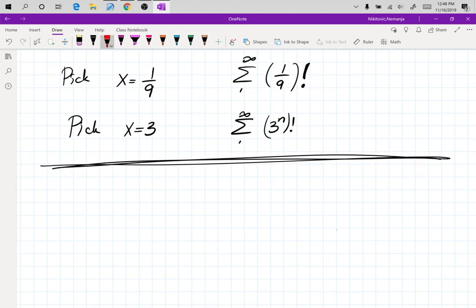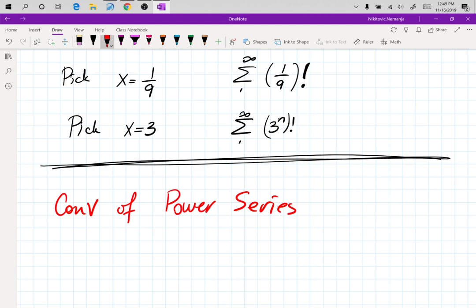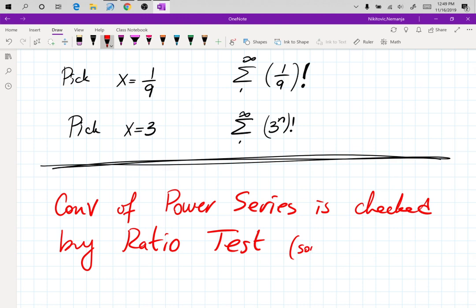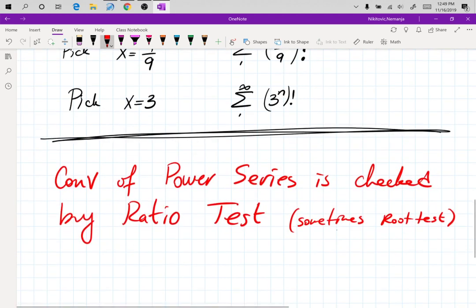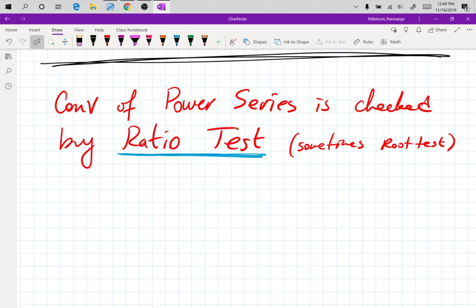Okay, now here's the big sentence. Convergence of a power series is checked by ratio test, in parentheses, sometimes root test, sometimes. Ratio test is your god over here. So we're going to take a look at 3 power series and understand the way they work.